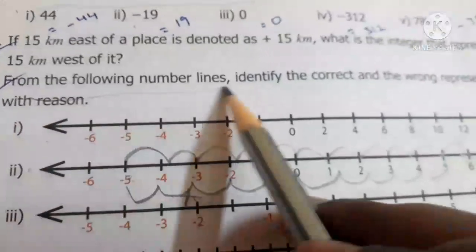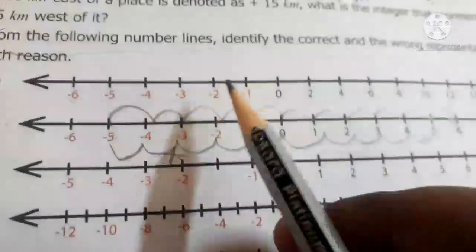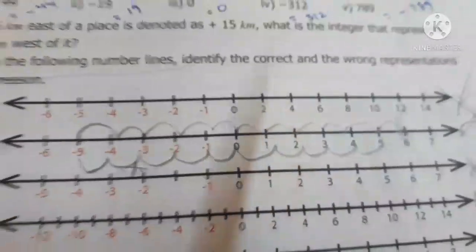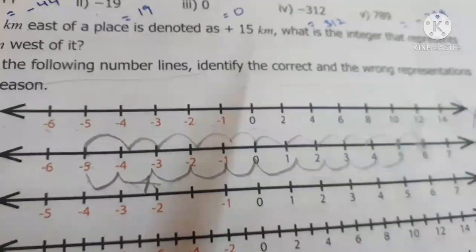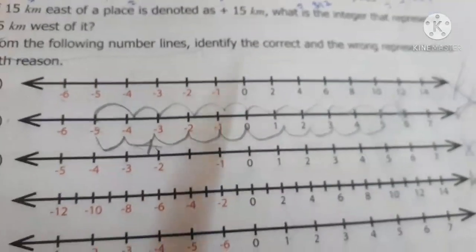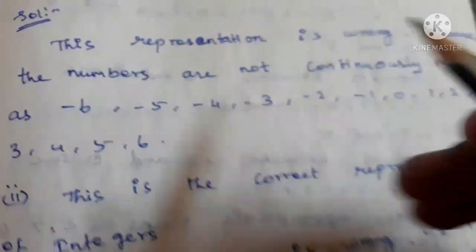From the following number lines, identify the correct and the wrong representations with reason. We have to find whether these are right or wrong and give the reason for that. So now let us see one by one. The first one: minus 6, minus 5, minus 4, minus 3, minus 2, minus 1, 0, 2, 4, 6, 8, 10, 12. But you can note here that in the positive numbers, only even numbers are represented. What about the odd numbers? So it is wrong. The next numbers are not written properly. So we can say the reason is that it is not marked continuously.